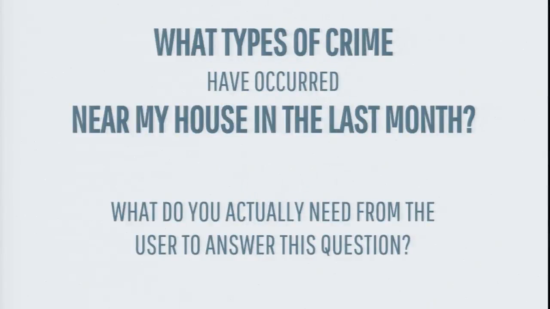So if we go back to that same question that we asked, what types of crimes have occurred near my house in the past month, what type of information or what input do you actually need from the user to actually answer that question?